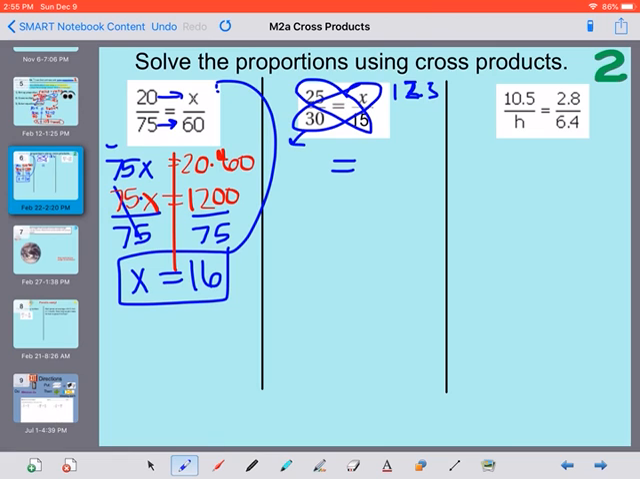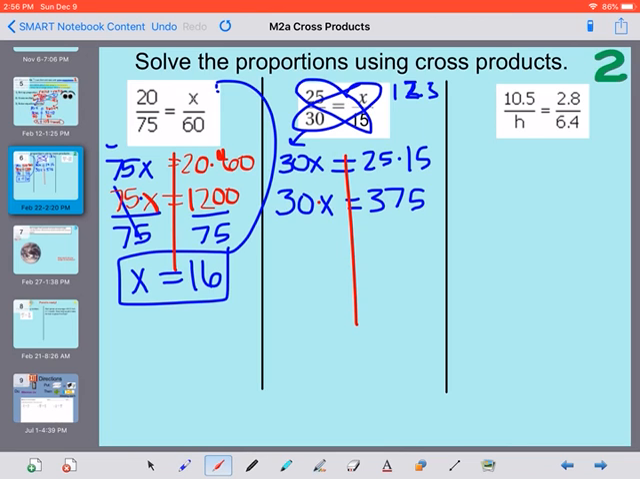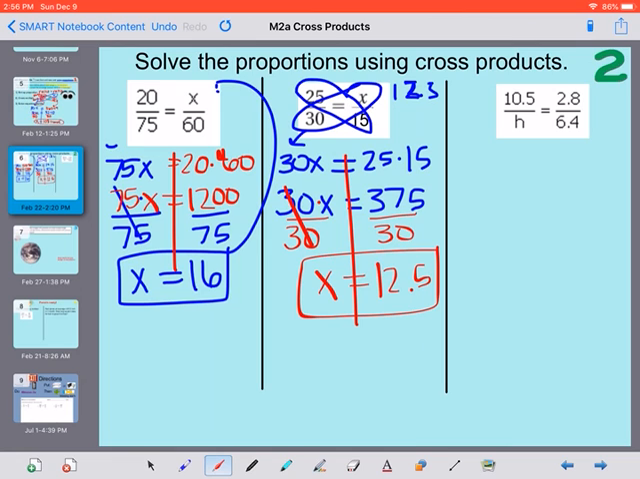So one cross, 30 times x, is equal to the other, 25 times 15. So we have 30x equal to 25 multiplied by 15, which gives us 375 in my calculator. And then we just need to solve this. The opposite of multiply is divide, so we're dividing by 30. 375 divided by 30 is 12.5, which is the same thing we got earlier up here. It just won't always work out super nice.